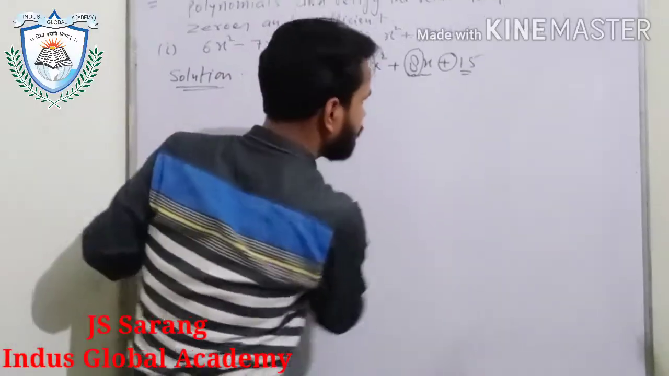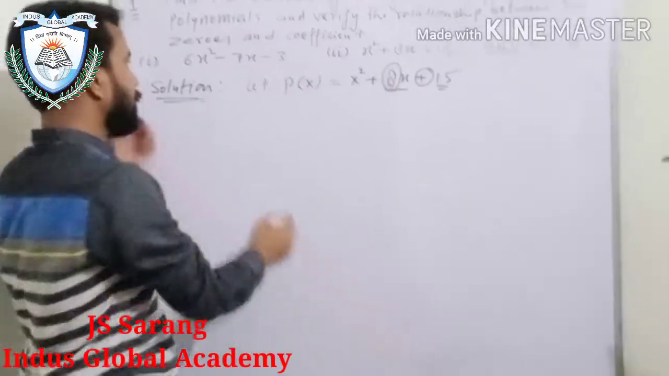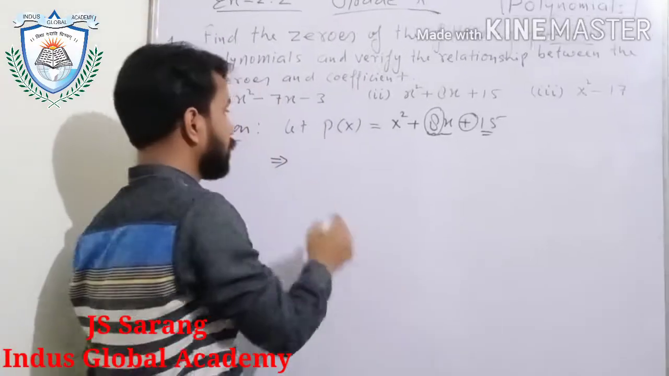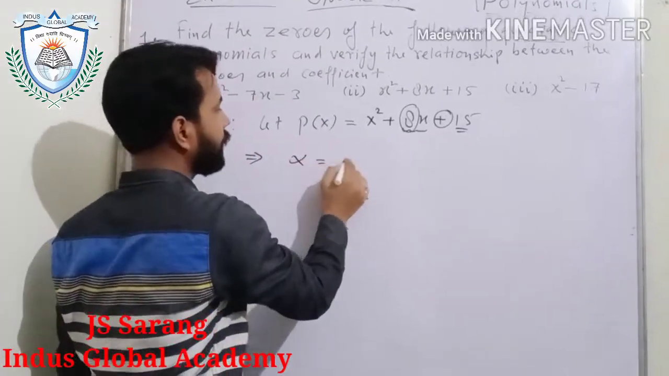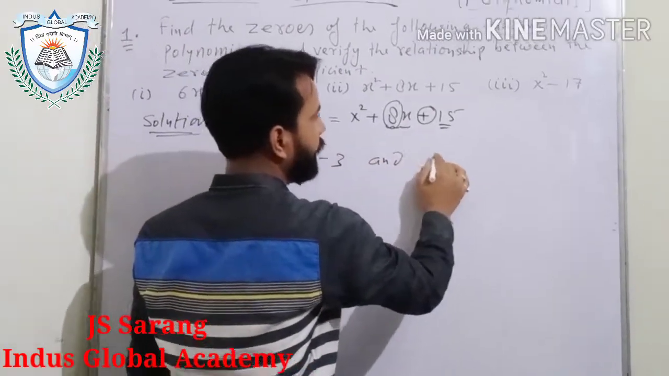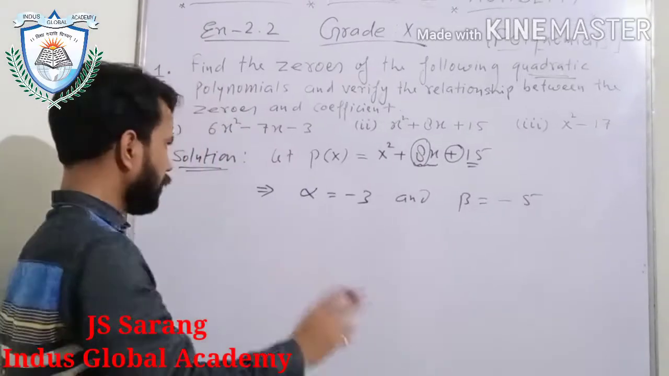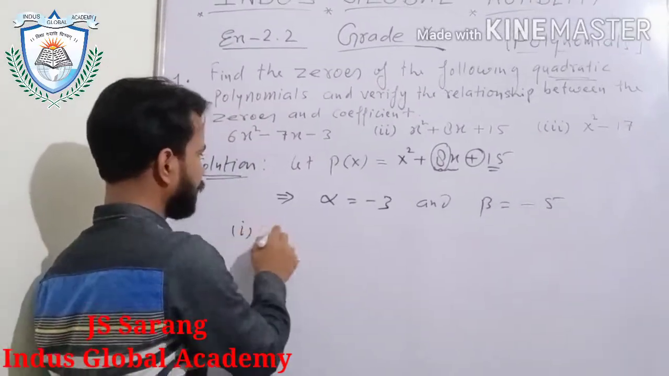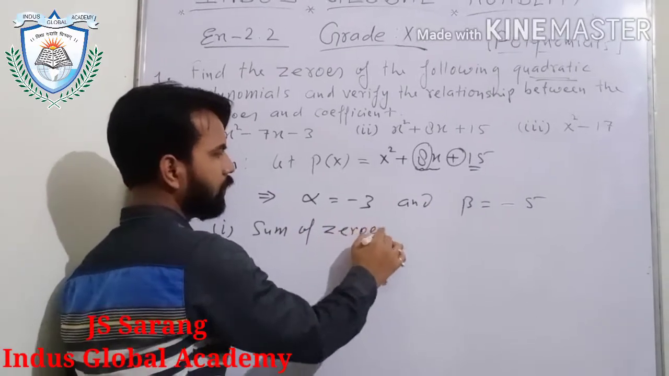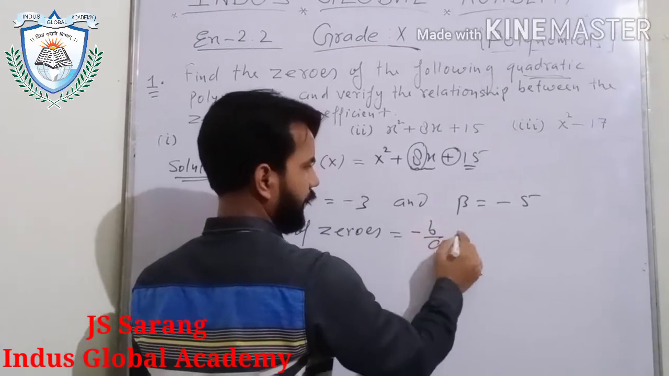Hence we got the zeros of this polynomial are minus 3 and minus 5. So this implies that zeros alpha and beta: the first zero is alpha, that will be minus 3, and the second zero is beta, so it will be minus 5. So the very first formula we will verify is the sum of zeros.